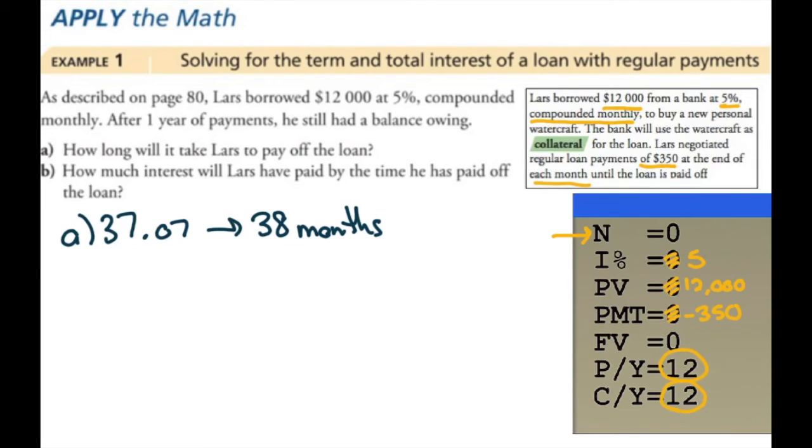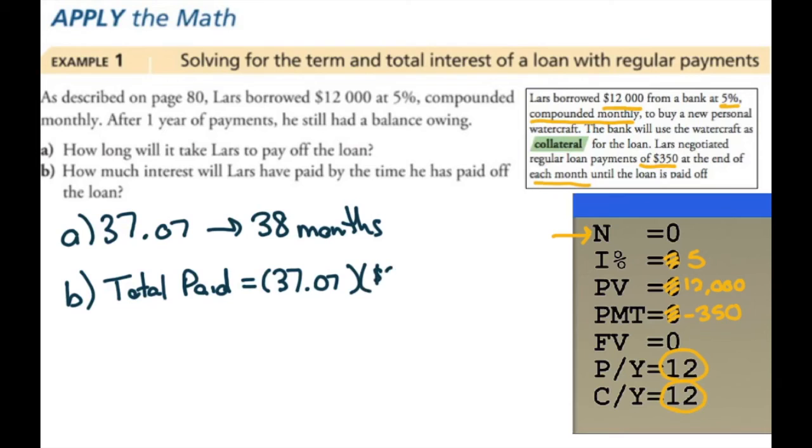Question B, how much interest will Lars have paid by the time he pays off the loan? Well, we need to determine how much money he has paid to the bank in total. Which would be his 37.07 payments times $350 per payment. Gives us $12,974.50.